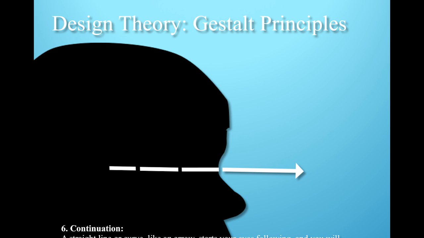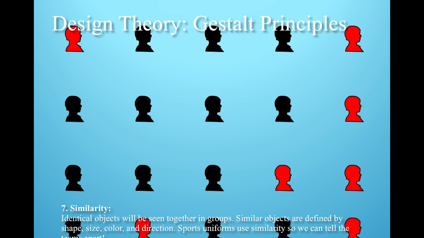Continuation. A straight line or a curve like an arrow will start your eyes following, and you will keep looking along that direction until something else stops you. Then similarity. This is the other team thing. Identical objects will be seen together in groups. Similar objects are defined by shape, size, color, and direction. Sports uniforms use similarity so we can tell the teams apart. And this is very important when they start running together and you can't tell very well who each person is, but if they're wearing the right color, you know they're on your team.